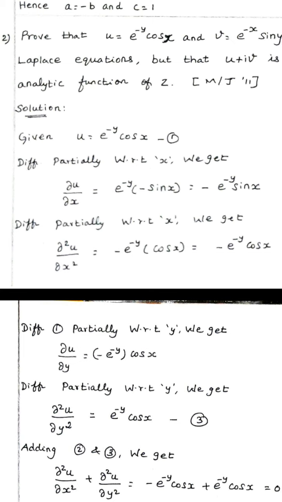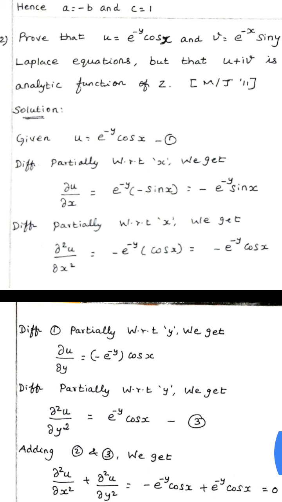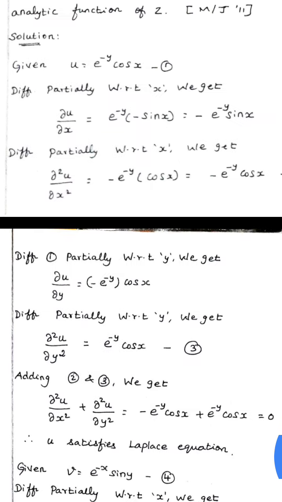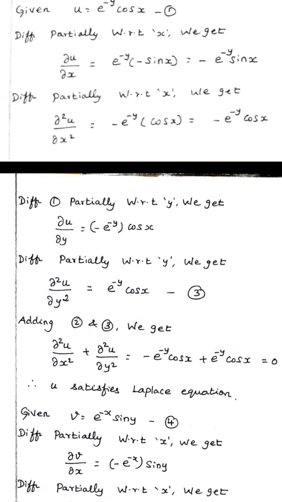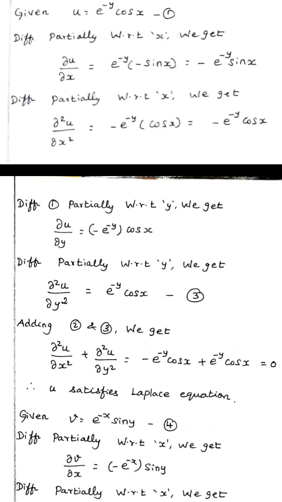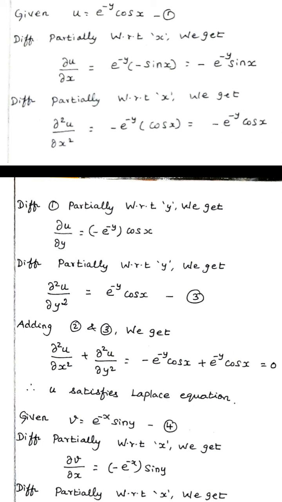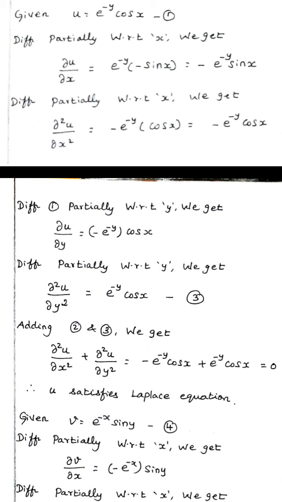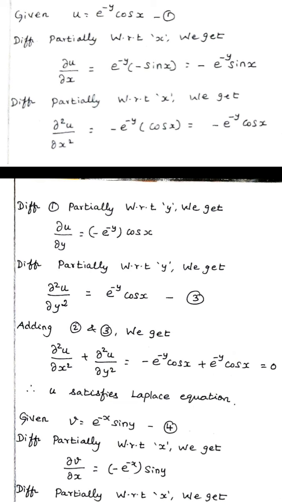What is the differentiation of cos x? Minus sin x. So I write it in the bracket. Then what is the answer? Minus e power minus y into sin x is my answer. Okay, again I am differentiating that one with respect to x. So minus e power minus y, you write it separately. And what is the differentiation of sin x? Cos x. Okay, this is my uxx.